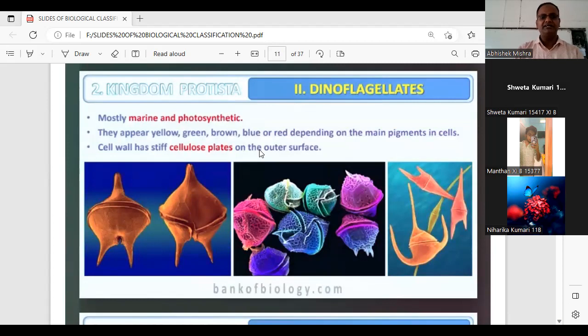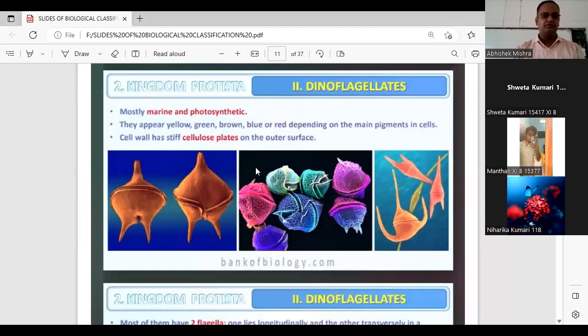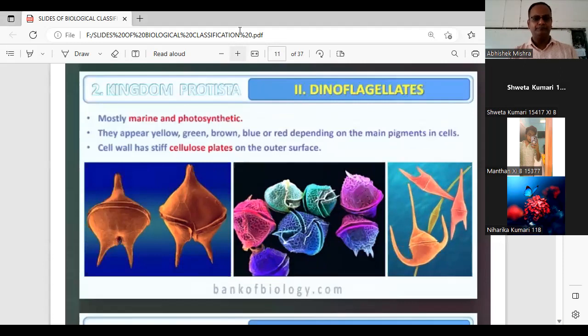Now, dinoflagellates, they are mostly marine and photosynthetic. They appear yellow, brown, blue, or red depending on the main pigments. You can see, students, in the image also, the slide which I have shared with you all. In that you can clearly see the cell wall has stiff cellulose plates on the outer surface.